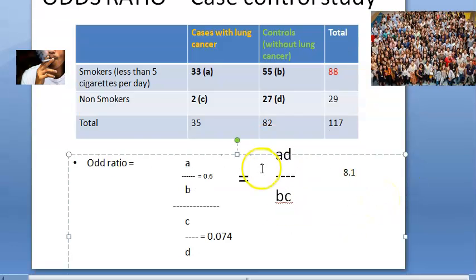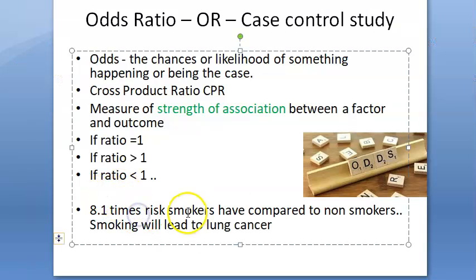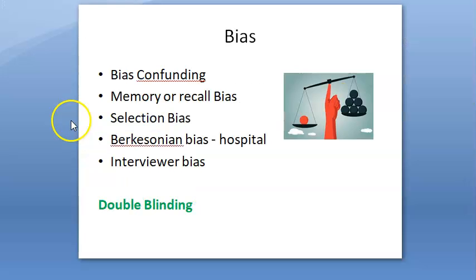So you're seeing 8.1. What does 8.1 mean? The smokers have 8.1 times the risk, compared to non-smokers, of getting lung cancer. Guys, and these exposure rates have a P less than 0.001. All that you should know, p-value, etc. If you want, you can look at that from the textbook. So you have looked at the steps.